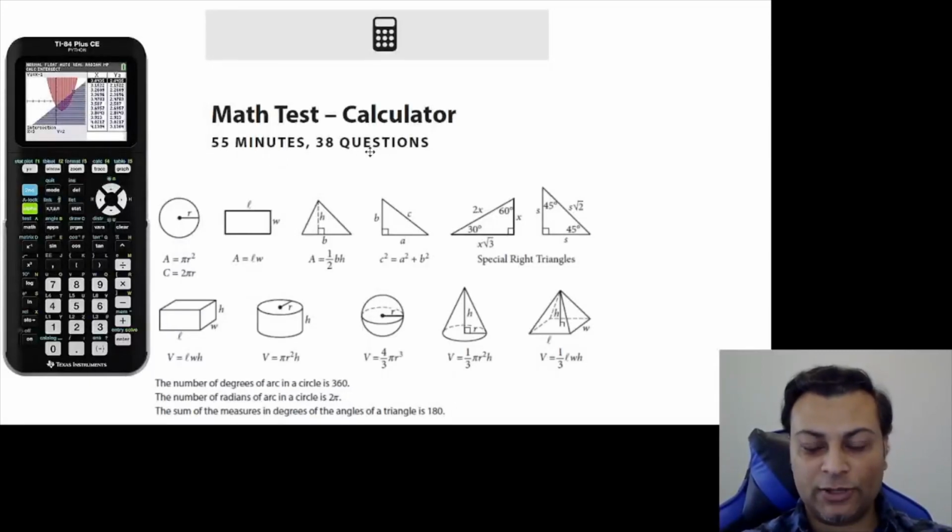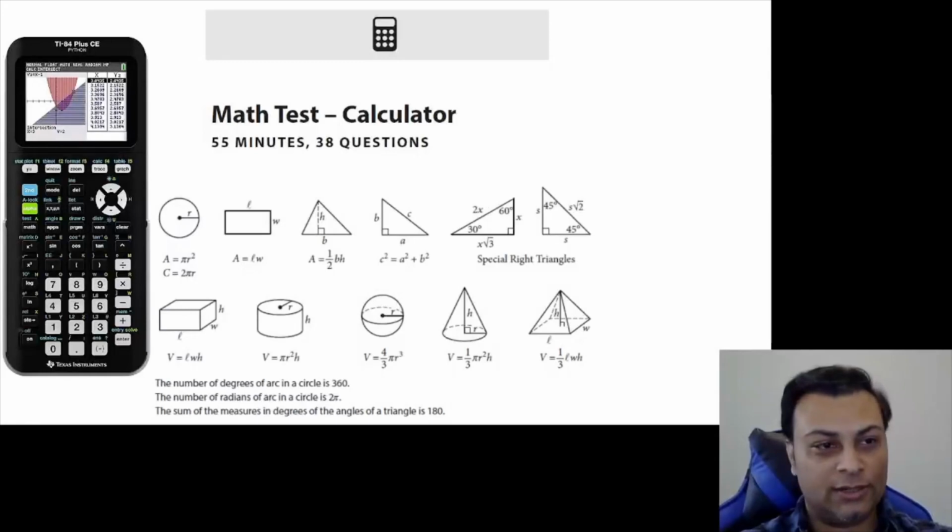I highly recommend that the calculator that you use during the test is a TI-84, one of the later models, the one with the full color screen and graphing capabilities. Use one of those calculators. It's much easier to take the test with a good calculator like this.